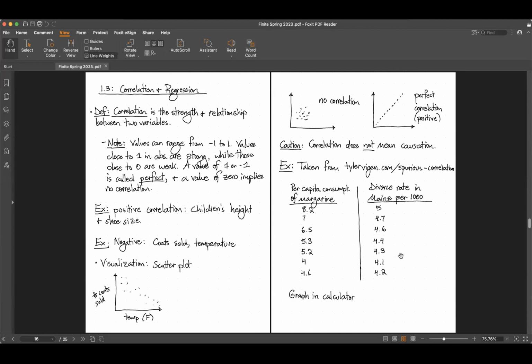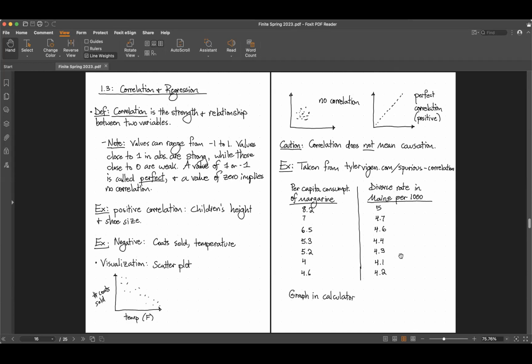All right, and then I made the point that correlation does not mean causation. Just because two variables do correlate together, meaning that they increase at the same time, or as one increases the other decreases, that doesn't mean that one variable causes the other variable to change. We did this example in class where we looked at the per capita consumption of margarine versus the divorce rate in Maine. We showed that those two data sets do have a strong correlation on the order of 0.9. But of course, the consumption of margarine does not cause the divorce rate in Maine.